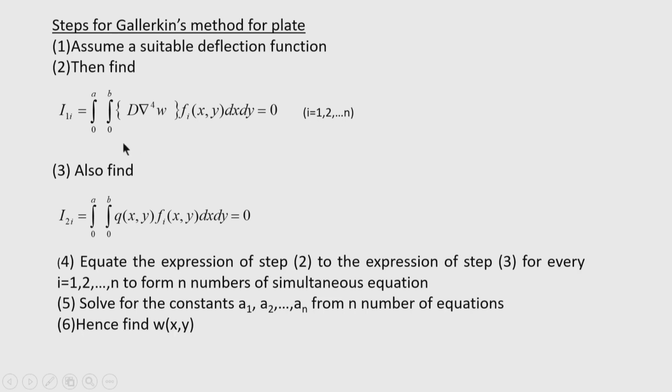Okay. Then find D, the flexural rigidity of the plate, into del 4 w. Del 4 is the biharmonic differential operator, and w is the assumed deflection function, multiplied by f i x y. So, f i is one of the functions that is used to represent the deflected surface in the series. So, i here varies from 1 to 2, 3 etcetera up to n.